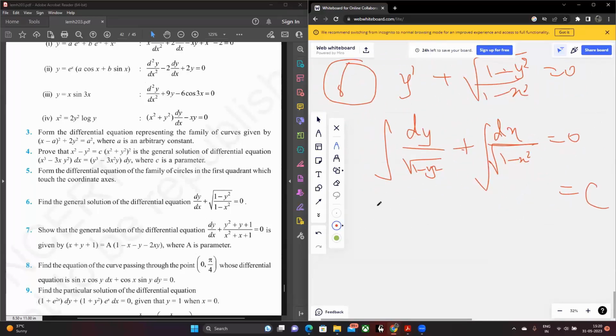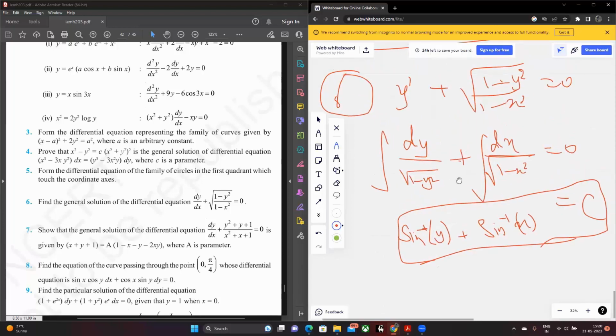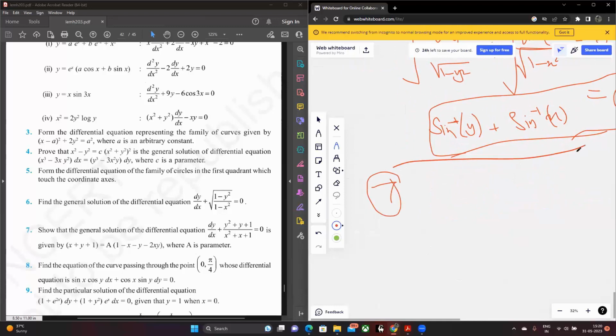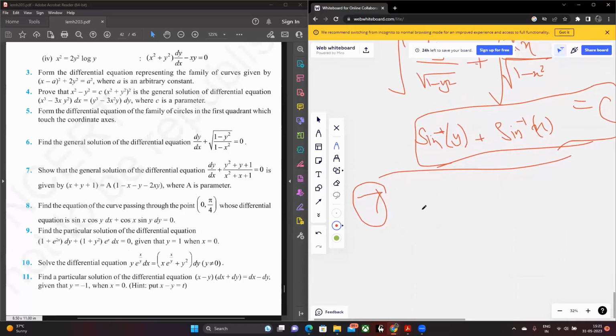If you remember your integrations correctly, this is sine inverse of y, this is sine inverse x, this is your solution, right? Very simple, 3 steps, that's it. Question number 7. Show that the general solution of the differential equation given here is given by this, where a is a parameter, right? This again is your variable separable method.